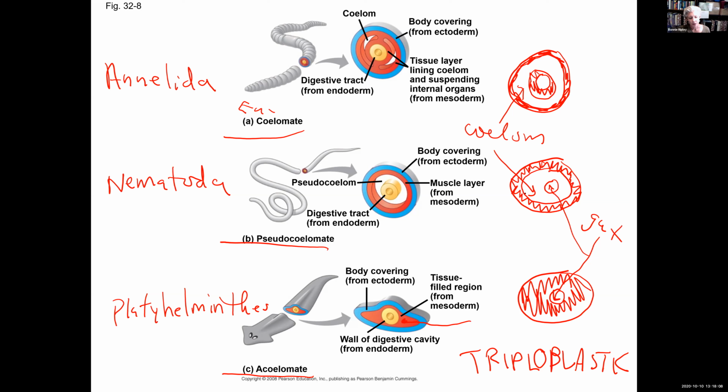All right, so these are just things that you need to remember, that we have different phyla, and they can be eucoelomate, pseudocoelomate, or acoelomate organisms.